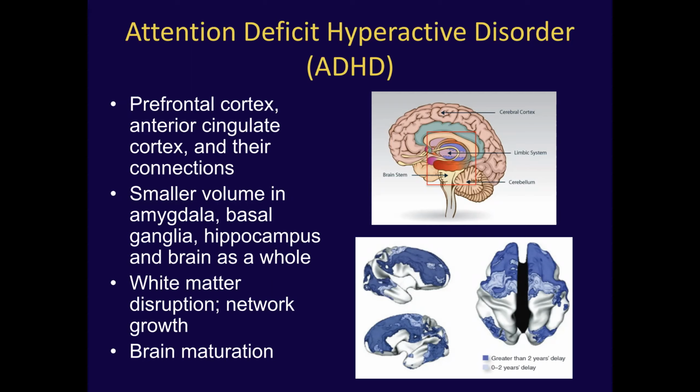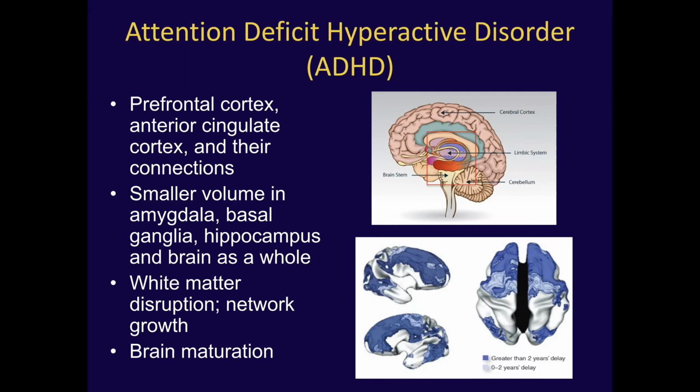There have been other studies showing that there's a disruption in connection between the right and left hemispheres, so the two sides of the brain. And that has been shown to predict symptoms. Research is really moving in the direction of looking at the connections that run throughout the brain in the understanding of ADHD.